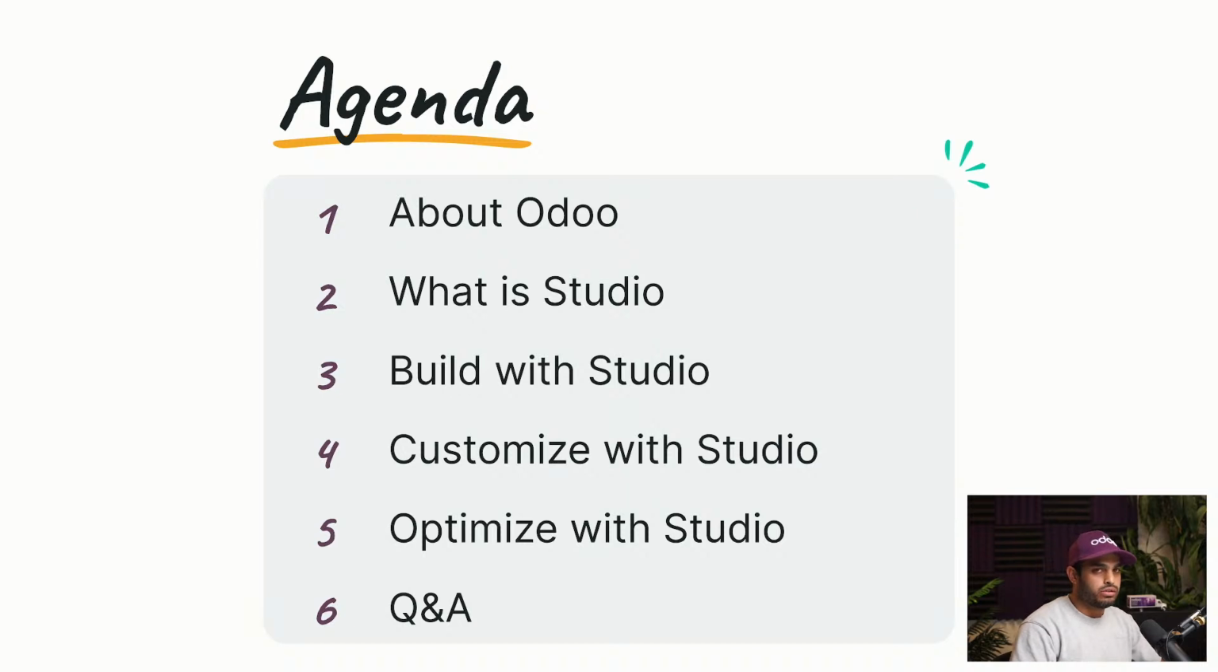And then I'm going to talk to you about some key points about what you can do with Studio in terms of building. Then I'm going to talk about how you can customize your applications with Studio, and how you can optimize your business processes with the help of Studio. And last but not least, at the end, we are going to go over some questions and answers.